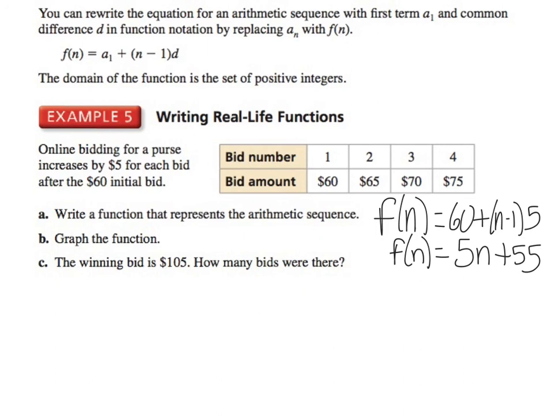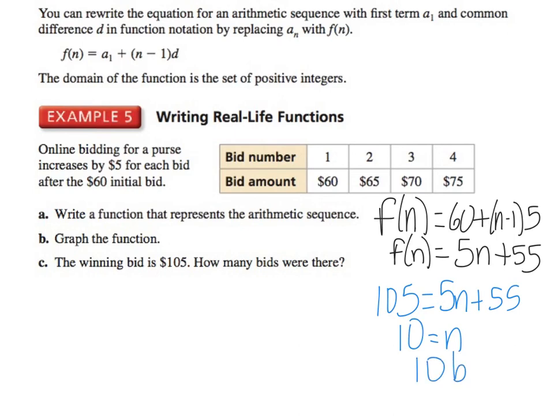So there's A. B, graph the function. And C, the winning bid is 105. How many bids were there? Well, we're going to skip B for now, but C, I'm just going to do it right here. I could plug in $105, which represents the bid amount. That's f of n. That's your y value. Equals 5n plus 55. Solve that. Easy. 105 minus 55 is 50. And that means n equals 10. So there were 10 bids.